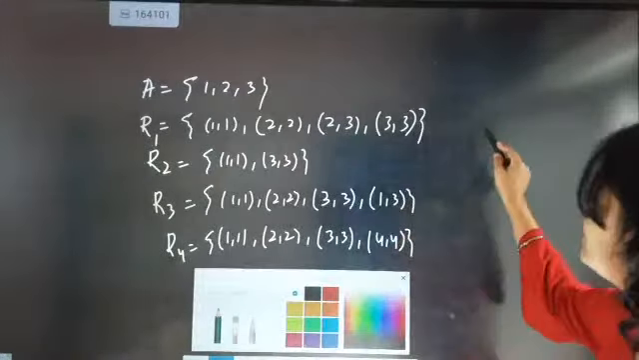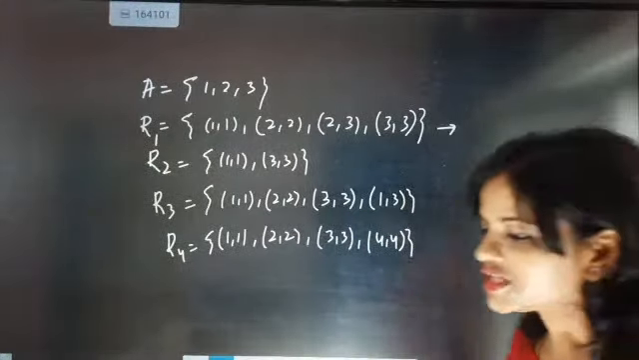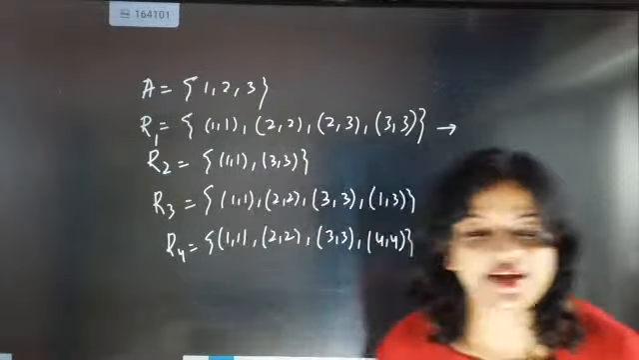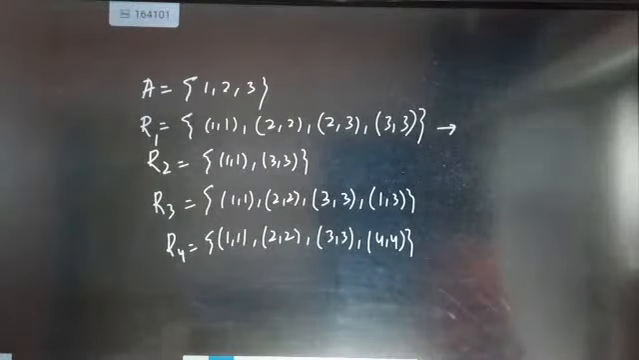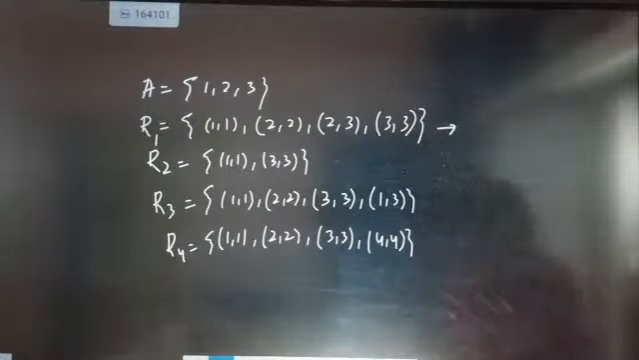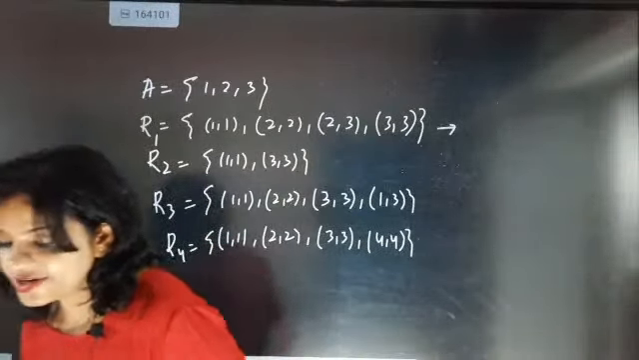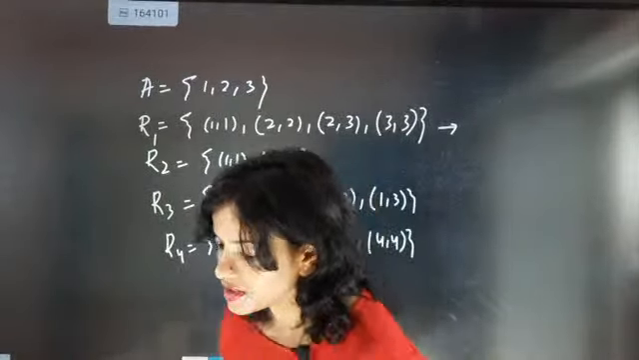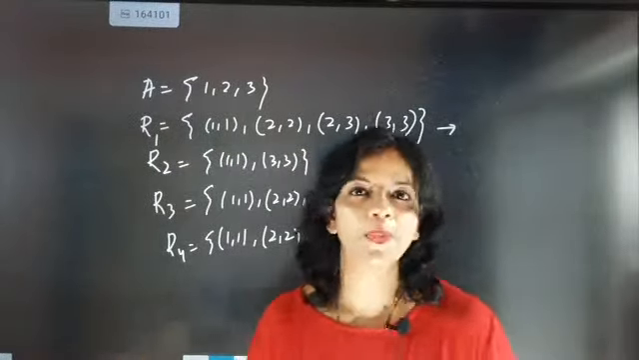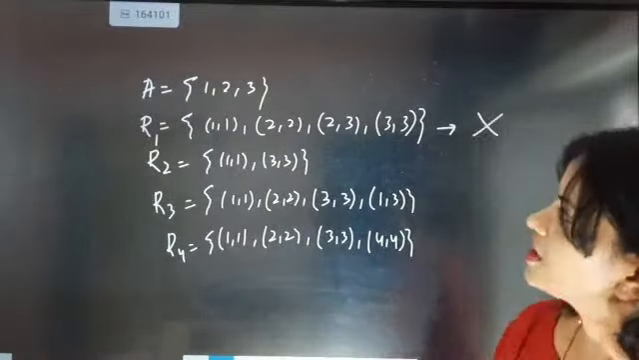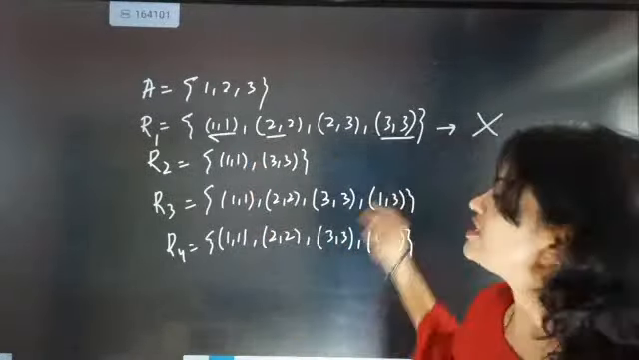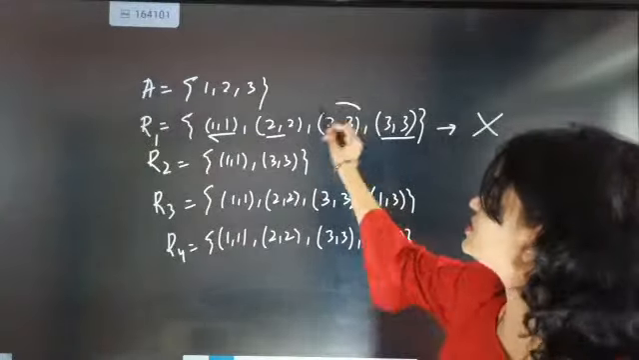R1 is identity relation or not? First start with R1. R1 is not at all an identity relation, because (1,1), (2,2), (3,3) are there, but something else is there with them.